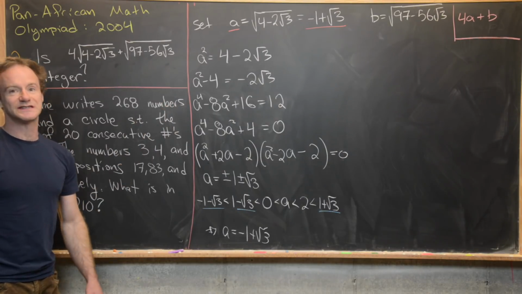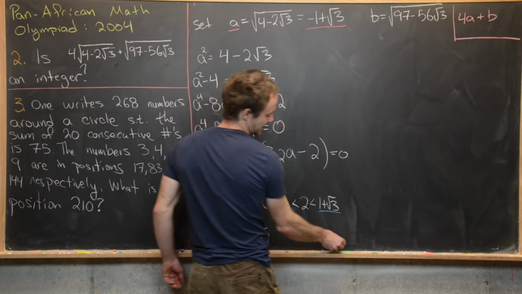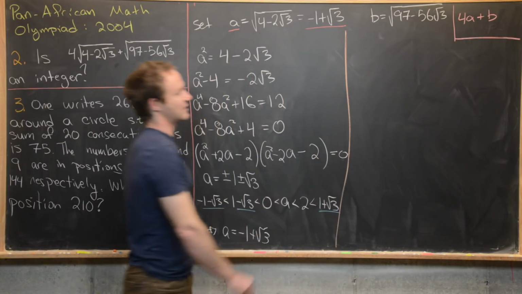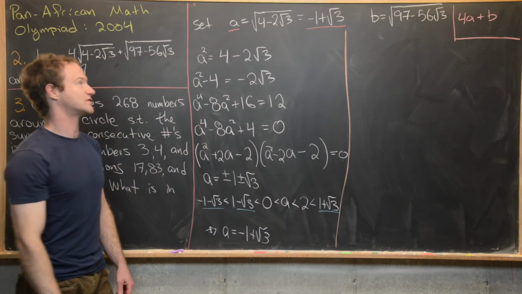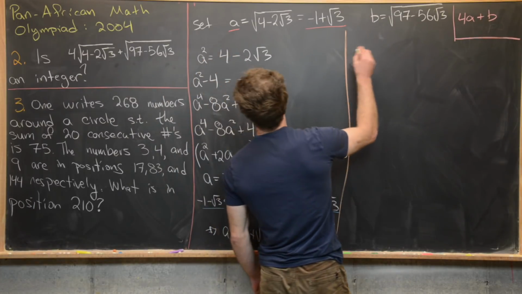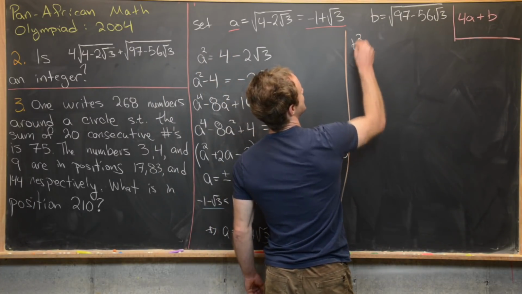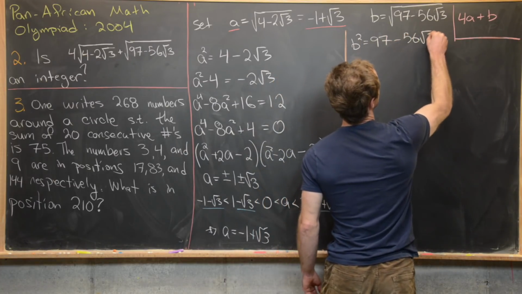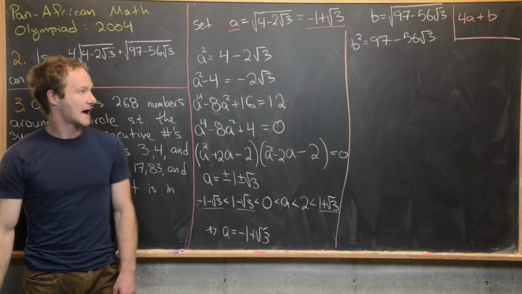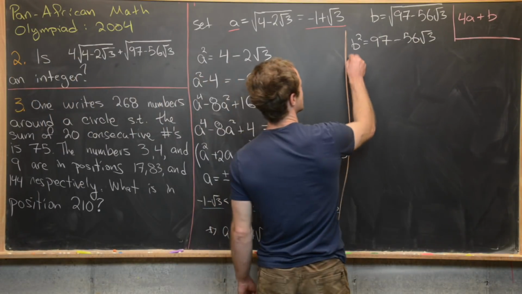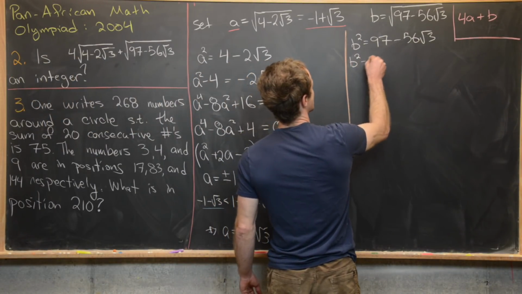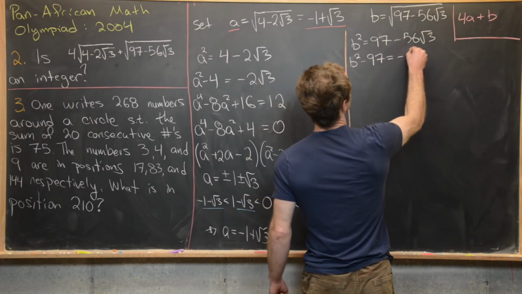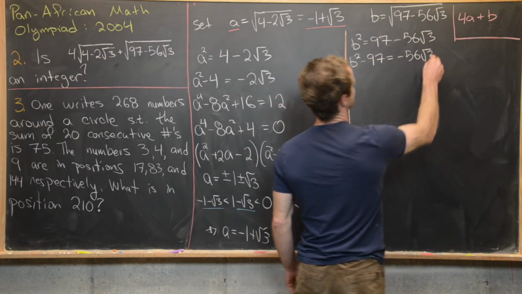Now let's go ahead and do the same thing for B. So I think we can fit it in here on the other side of the board. We're going to do essentially the same strategy. So here we'll square both sides. That's going to leave us with B squared equals 97 minus 56 times the square root of 3, like that. We can move that 97 over. That's going to leave us with B squared minus 97 equals -56 times the square root of 3.